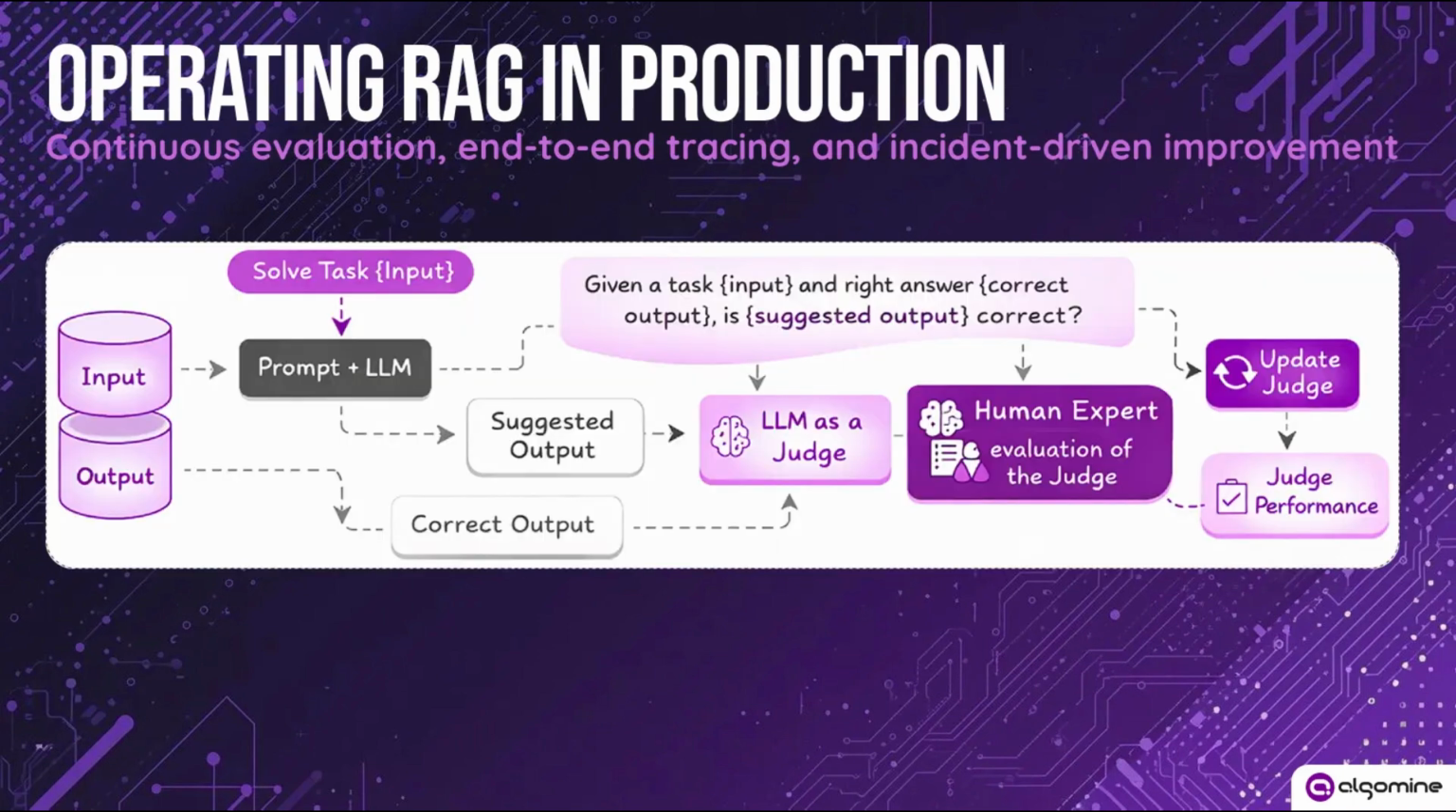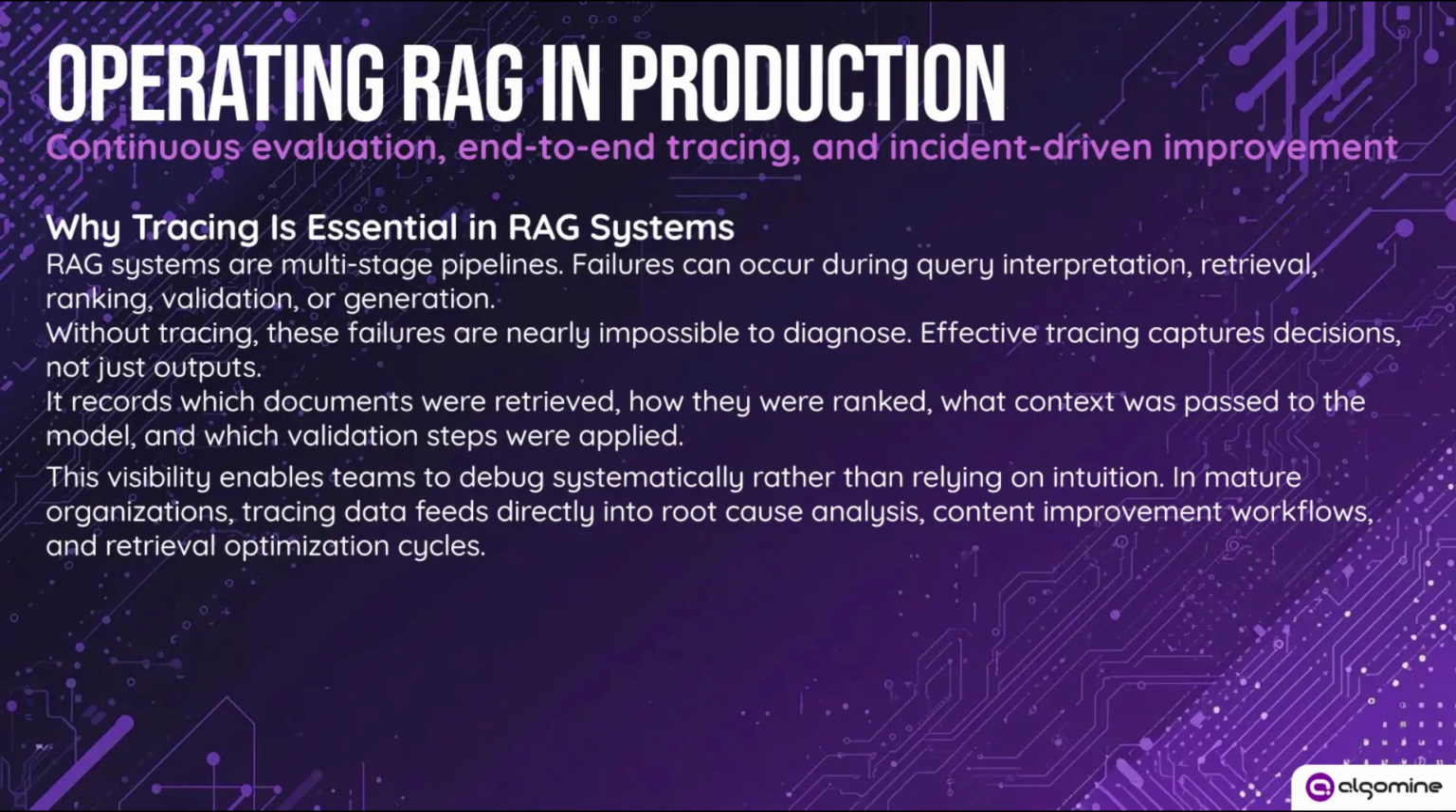Production evaluation combines automated signals, periodic human review, and business-level metrics. The objective isn't maximizing a single score. It's detecting degradation early and understanding why it's happening. RAG systems are multi-stage pipelines. Failures can occur during query interpretation, retrieval, ranking, validation, or generation. Without tracing, these failures are nearly impossible to diagnose.